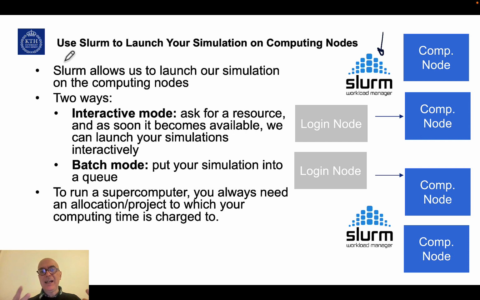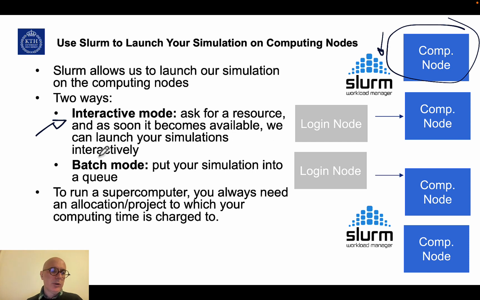Slurm allows two kinds of jobs. One is interactive mode, where we just ask for a resource. For instance, we ask for one computing node, just one. You will see on Canvas how to do it, and then you will be prompted to a terminal as soon as the computing node is available. So we may have to wait a little bit, and as soon as nodes become available, it will pop up in our terminal, and now you can launch your simulation, still using srun.